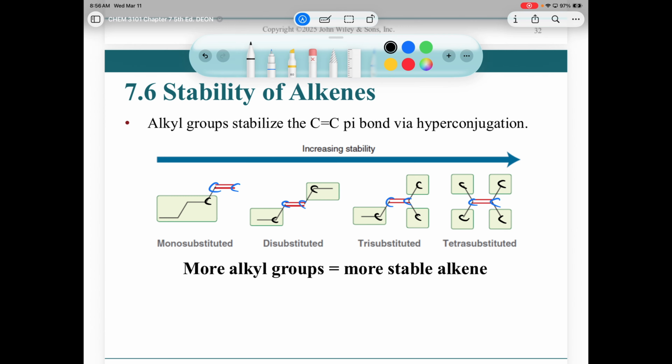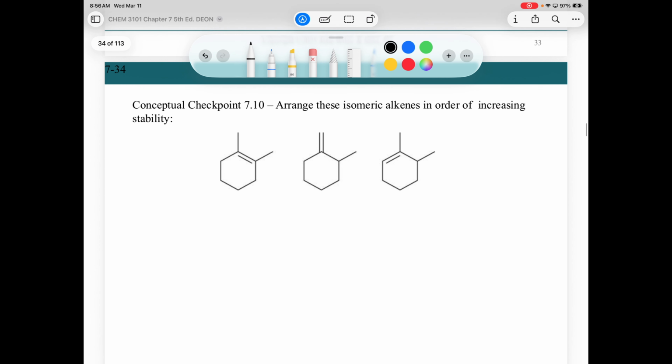We don't go into any explanation as to why. All we say is that the more substituents you have on the carbons in the double bond, the more stable it is. Okay, you going to remember that? Okay, well then let me ask you a question. Okay, so we got these 3 alkenes. They're all isomers of each other. I'll call this one A, I'll call this one B, and I'll call this one C.